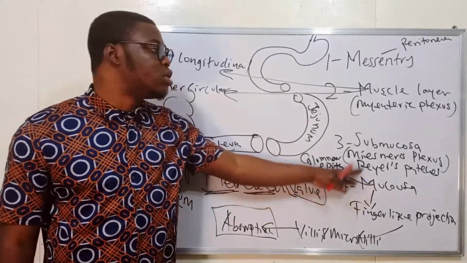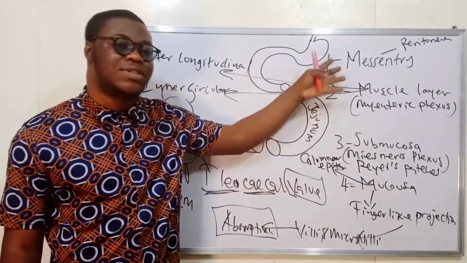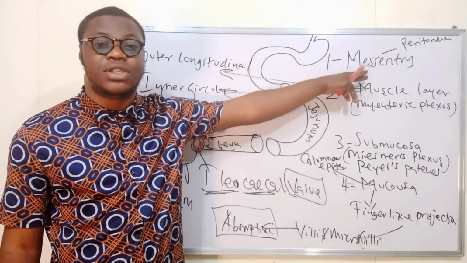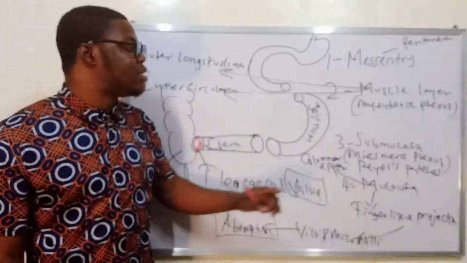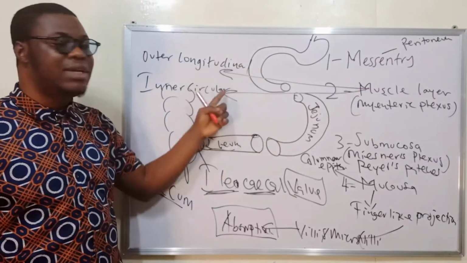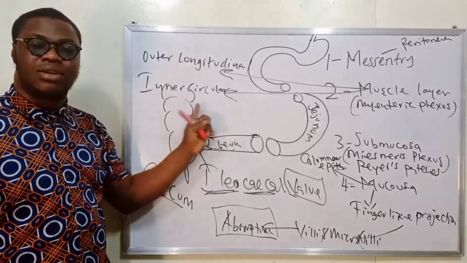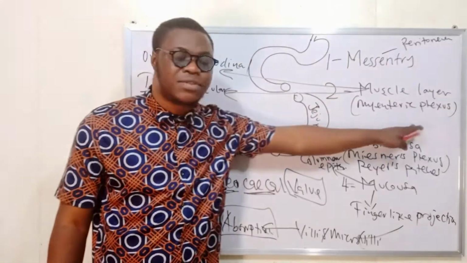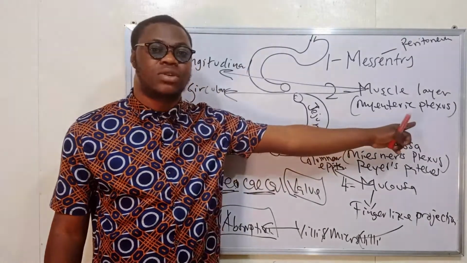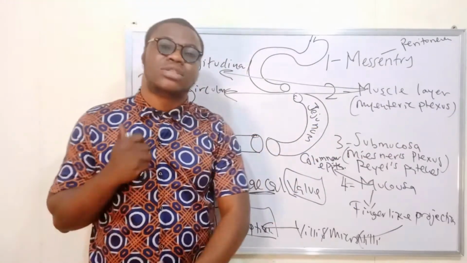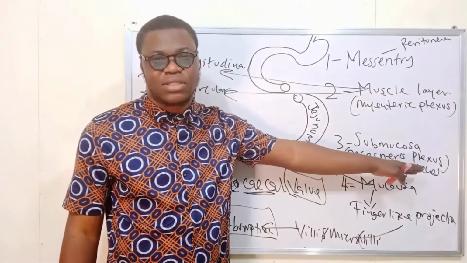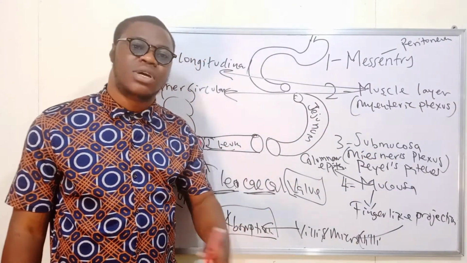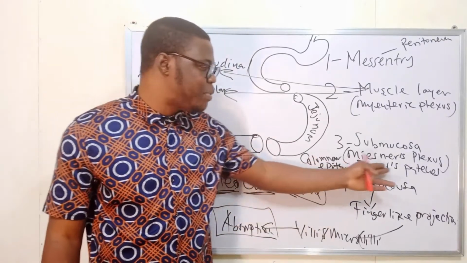So, recapping these layers. The first layer is called the mesentery. It is the outermost layer and it is made up of peritoneum. After that comes the muscularis layer, which has two sub-layers, the outer longitudinal and the inner circular, and then it has a plexus of nerves called the myenteric plexus. Then the submucosa contains a plexus of nerves called Meissner's plexus, and then it contains blood vessels and lymph tissue, such as the Peyer's patches.